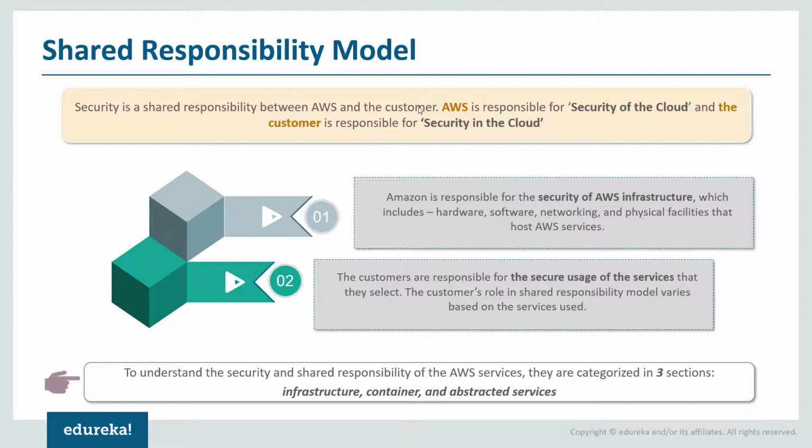However, the customer is responsible to manage the security and the usage of services. For example, if there is a misconfiguration of a role, AWS will never take the responsibility. It is me who has configured the role wrongly. So if you have to understand the security and shared responsibility model, it is typically categorized into three areas: infrastructure, container, and abstract services.